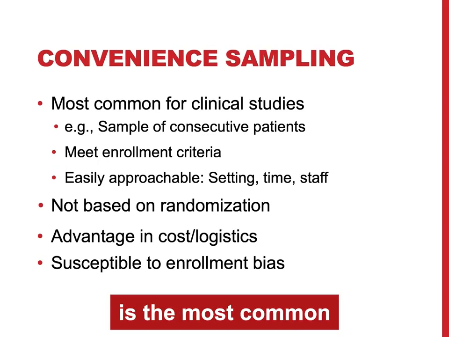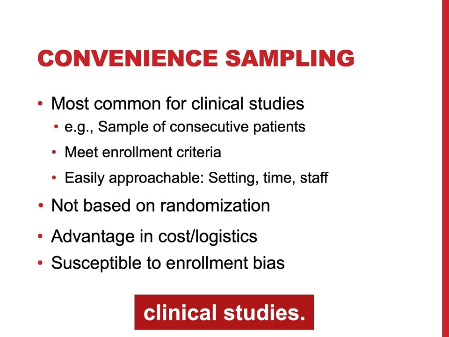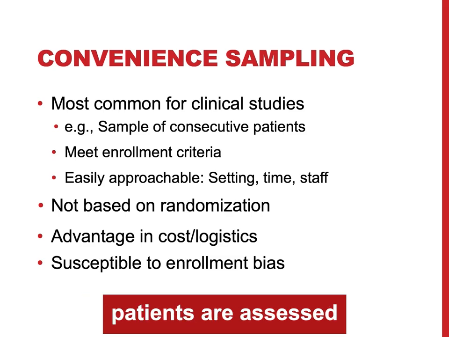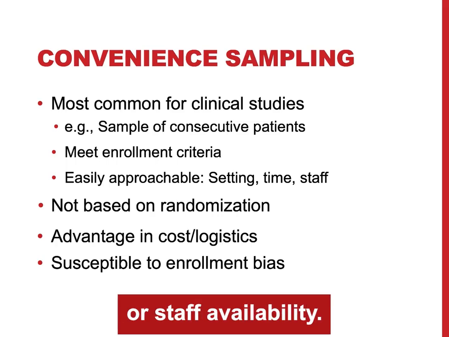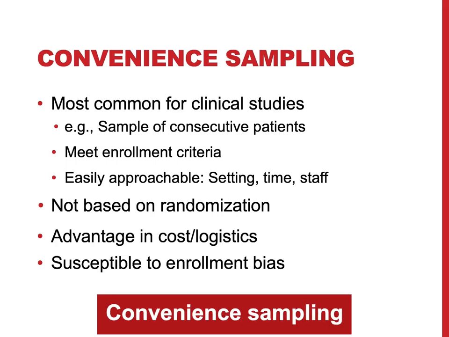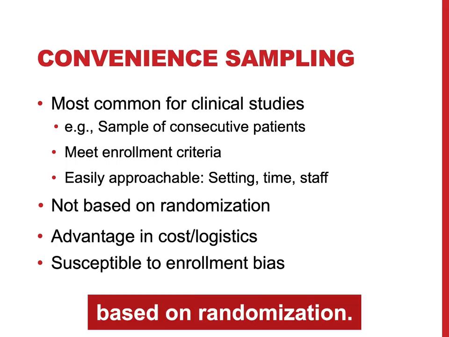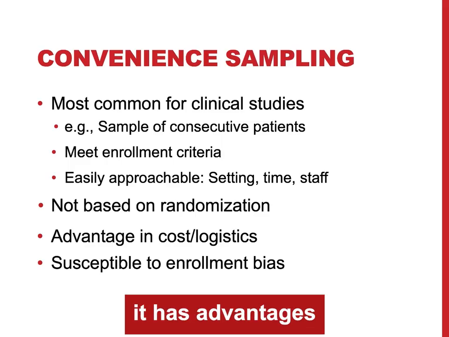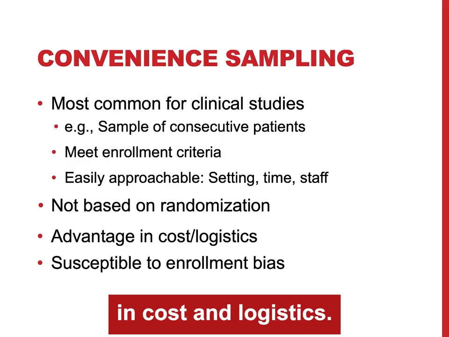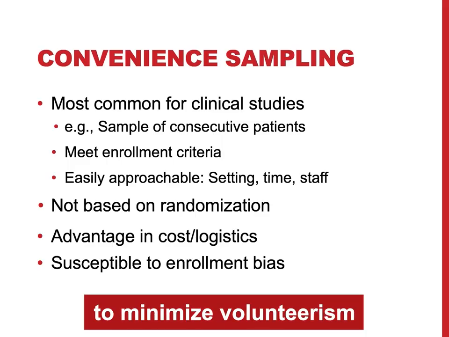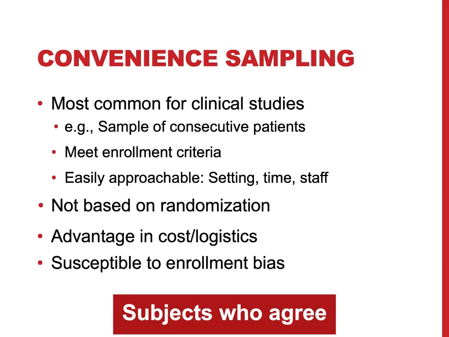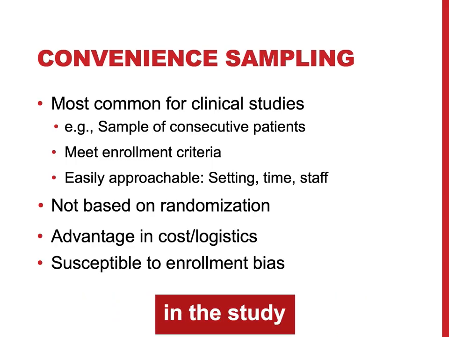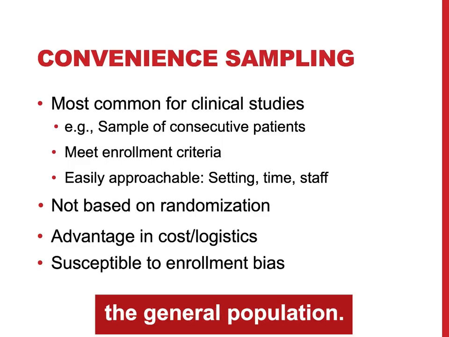Convenience sample is the most common method used in clinical studies. For example, consecutive patients are assessed against enrollment criteria based on the setting, time, or staff availability. Convenience sampling is not based on randomization. However, it has advantages in cost and logistics. Effort should be made to minimize volunteerism and other types of enrollment bias. Subjects who agree to participate in a study may not be representative of the general population.